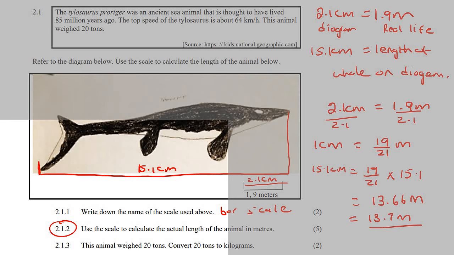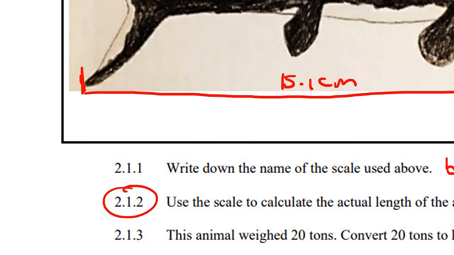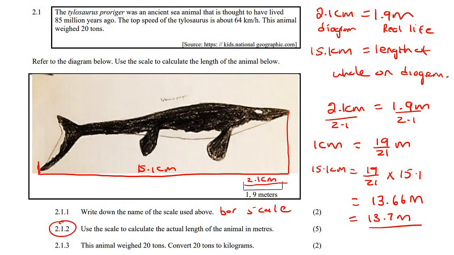Then this, whoops, what's going on? Oh, can you see? Okay, so this part says that this animal weighed 20 tons. Convert 20 tons to kilograms. Okay, so you should know that 1 ton is the same as 1,000 kilograms. So all you're going to do is take 20 tons and multiply 20 by 1,000, and that's going to give you 20,000 kilograms.